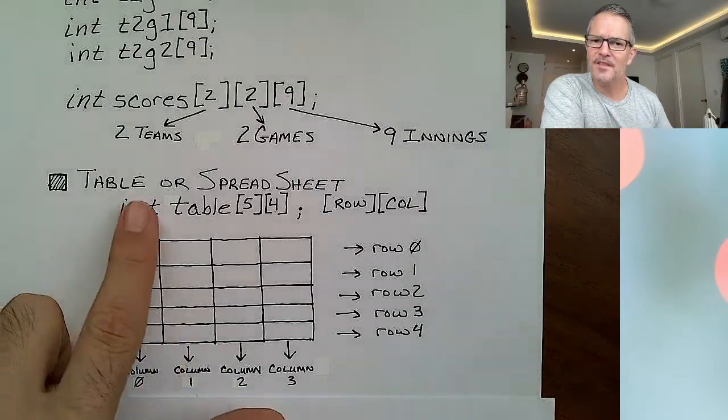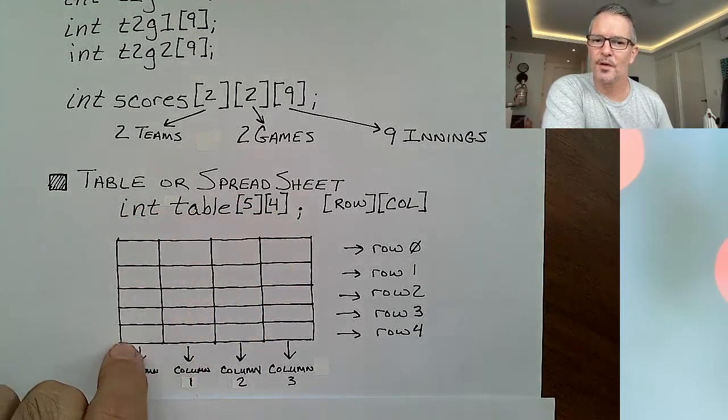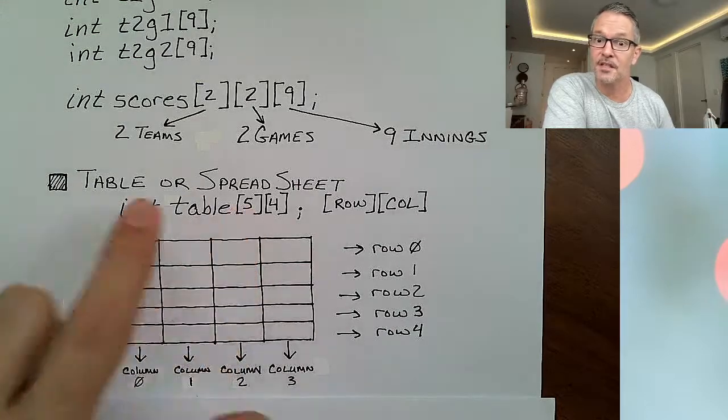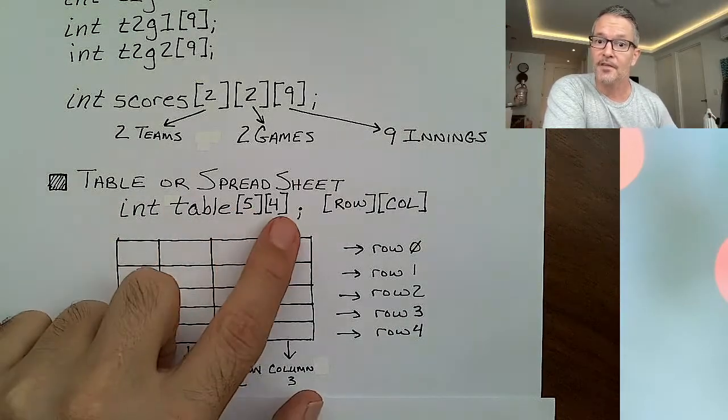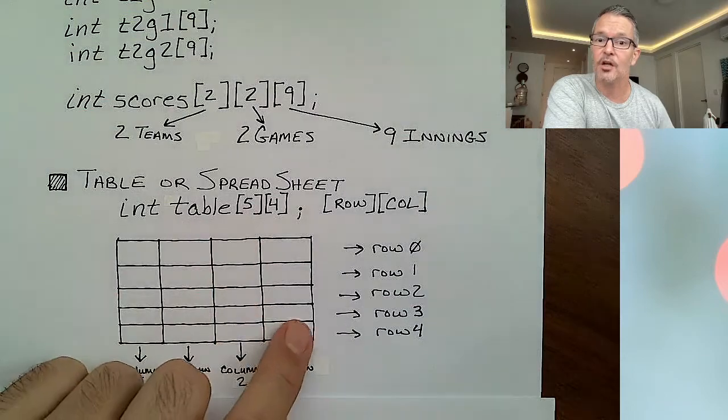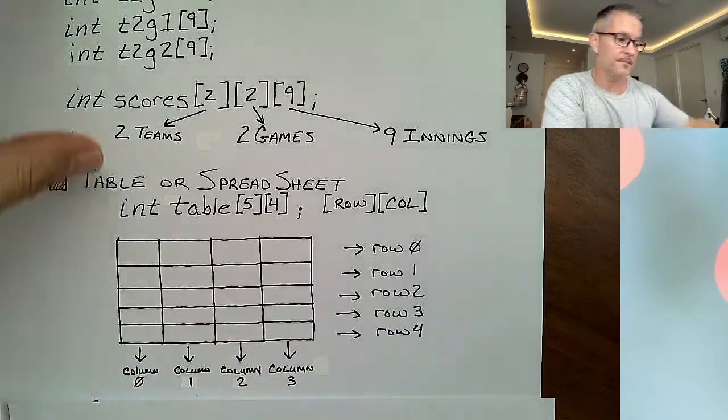So we can think of this 2-dimensional array almost like we're working with a spreadsheet, and the first index tells us what row, and the second index tells us which column we want to access.